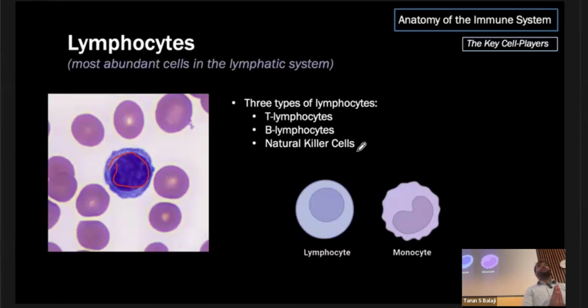Now, these cells are your blind killers. They do not care what they're targeting and how they're targeting. They're just gonna go in, fight, and eat them all up. Now, what do I mean by this? These are not antigen specific. These are not trained to target a particular cell. These are essentially weapons of mass destruction.